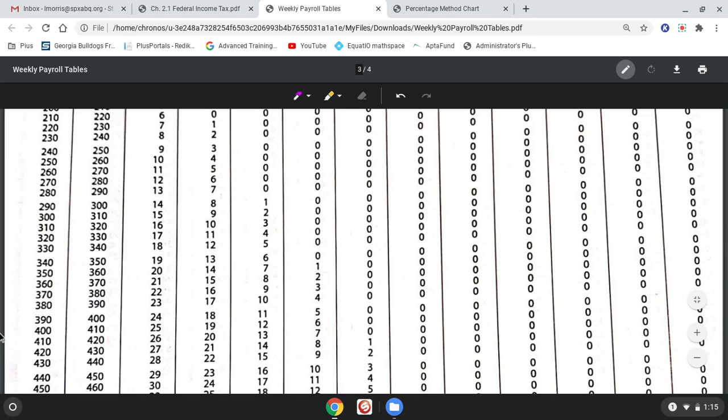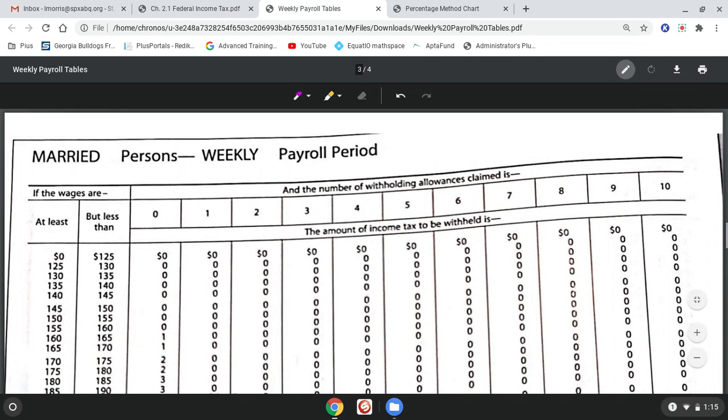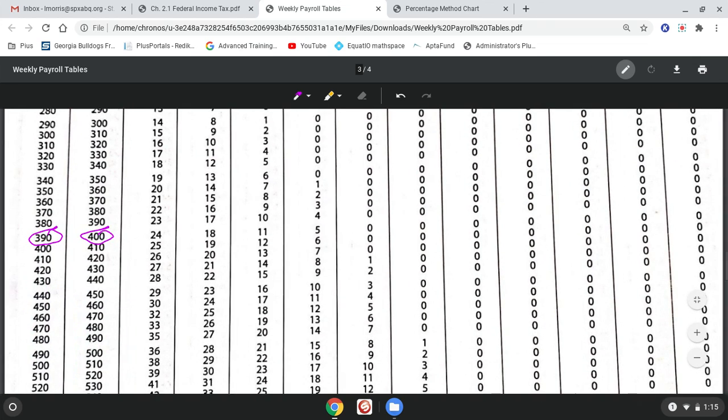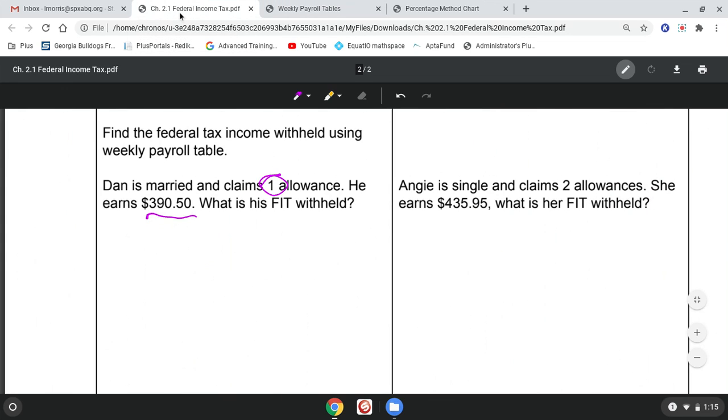All right, so we've got $390 right here, and it's $390.50. As long as it's in between that $390 and $400, that's our range. And it says he only claims one, so we're going to look at the second column. So 390, let's go over to the second column. That's just $18. That's how easy it is. All you've got to do is say, okay, $18. It's that simple when you're using the graph.